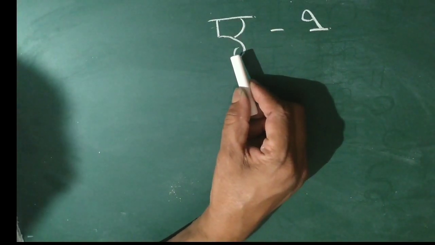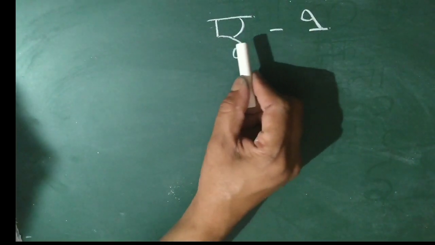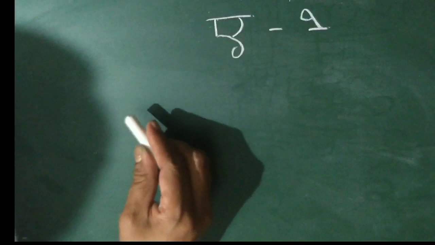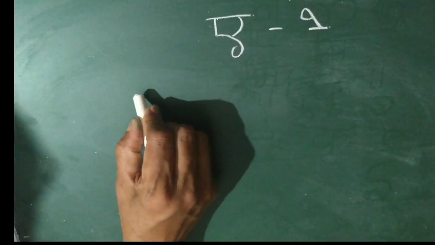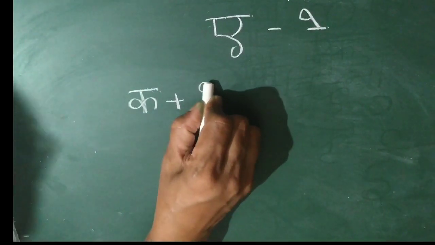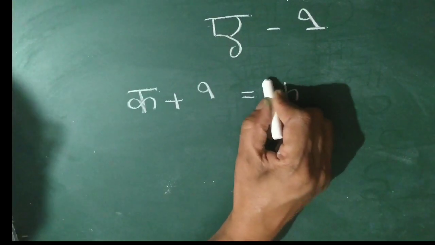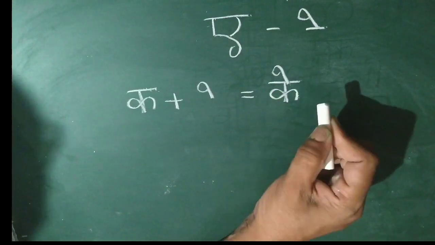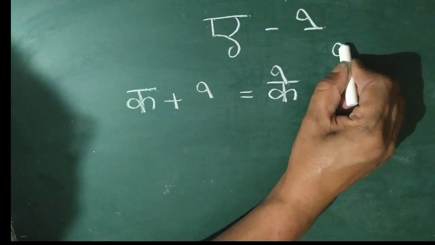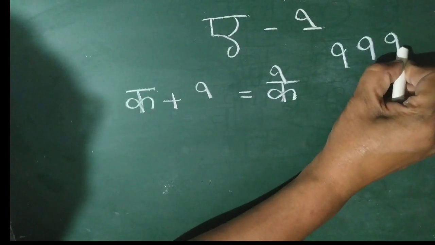This is the swar akshar A, and it is the symbol of A. How to read it? A. Now let us see. Ka plus A. How to write it? Ka plus A. How to write this symbol? This is the way you have to write this symbol. A. Okay?